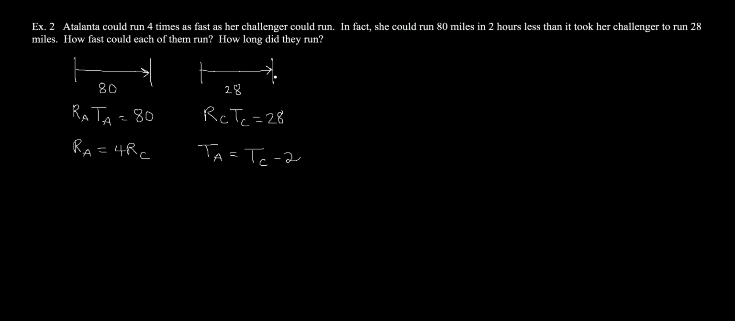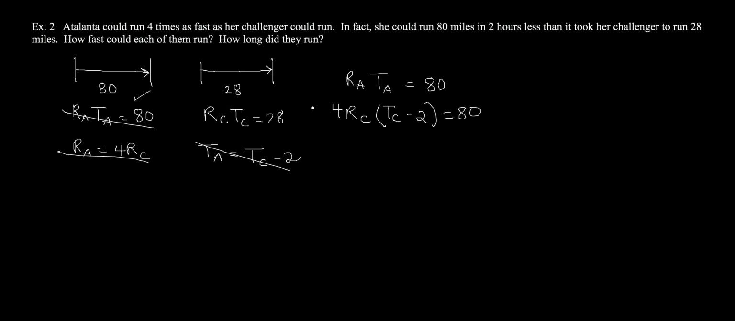Okay, so now we just take one of our equations and start plugging it in. We're going to start with that one. Rate Atalanta, time Atalanta equals 80. Let's see what we can plug in. Rate Atalanta is 4 times our rate of Challenger, so we use this one. Time Atalanta is time Challenger minus 2, equals 80. Now when we distribute, we're going to get 4 rate Challenger, time Challenger, minus 8 rate Challenger equals 80. And then you can see we can plug that right in there.